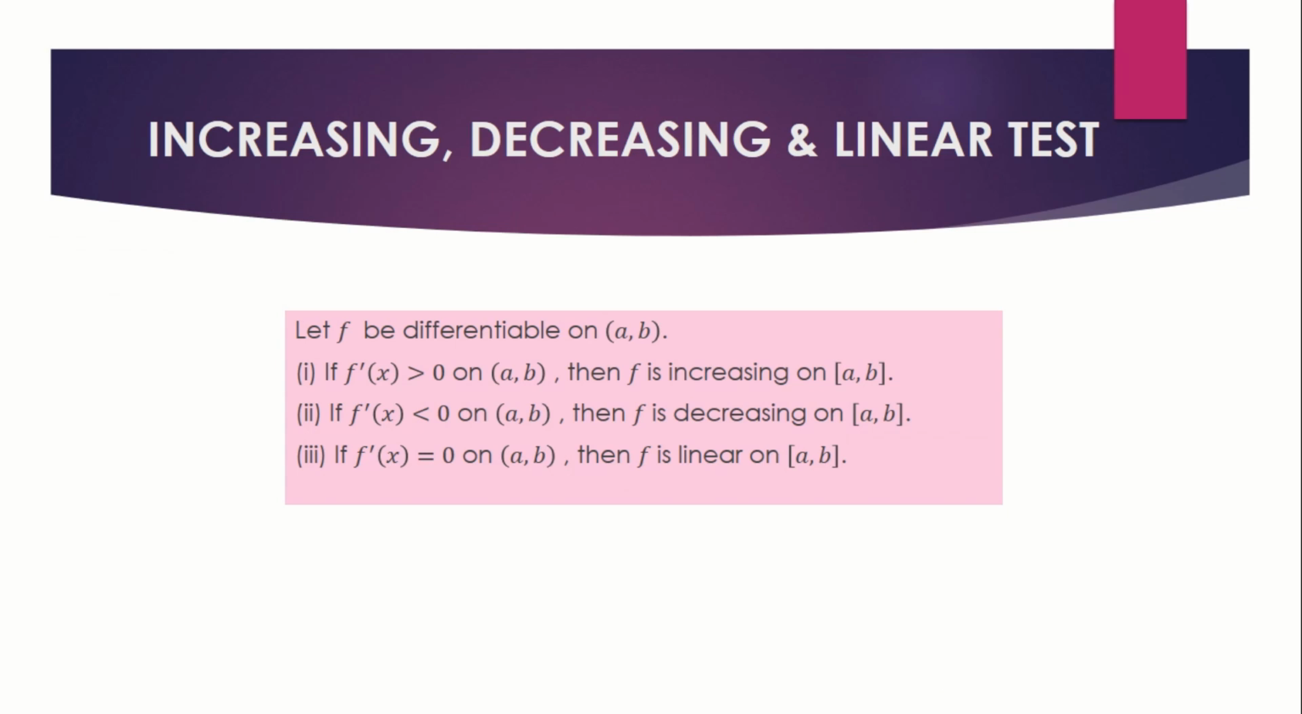Now we look at the increasing, decreasing and linear test. Let f be differentiable on open interval (a, b). The first one, if f prime x is greater than 0 on (a, b), then f is increasing on (a, b). If f prime x is less than 0 on (a, b), then f is decreasing on (a, b). And lastly, if f prime x is equal to 0 on (a, b), then f is linear on (a, b).